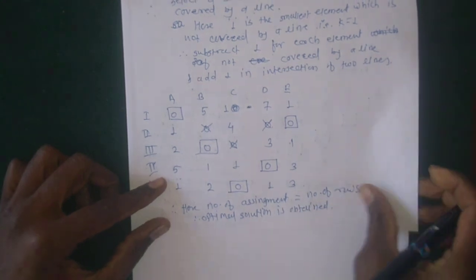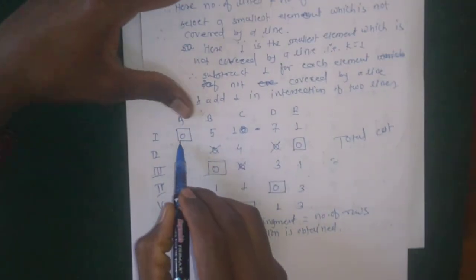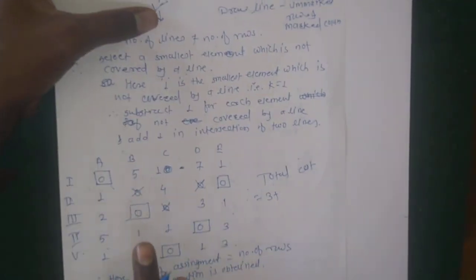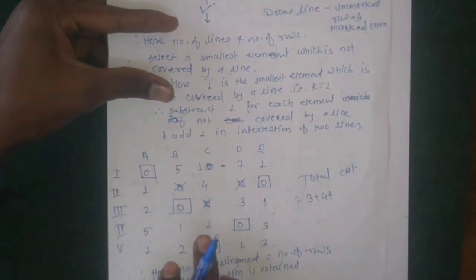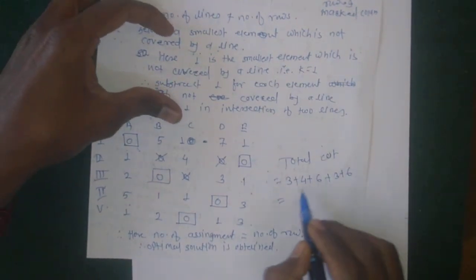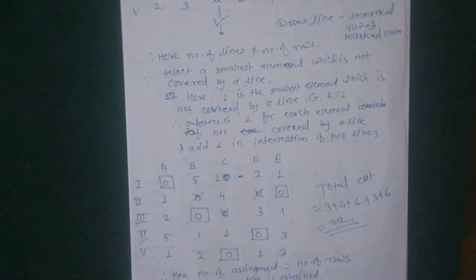Okay, and therefore the total cost is equal to... for the total cost, take the original cost. The original cost is given here: 3, plus third row second column 4, plus second row fifth column 6, then 3 and 6, then 3 plus 6. So 6 is 18, plus 12 is 22. This is our total cost for the given assignment. This is our optimal solution of the given assignment problem.